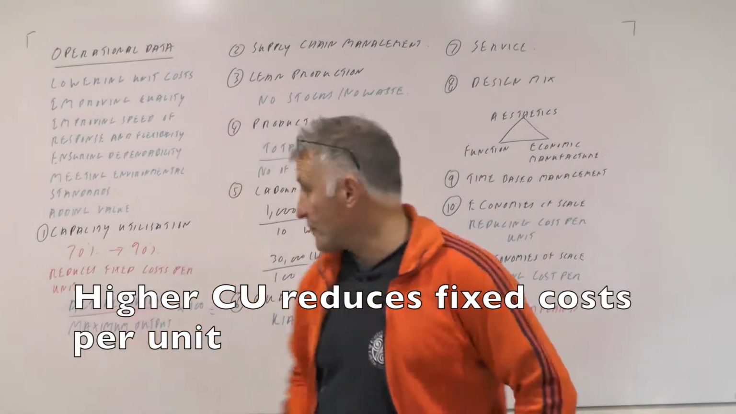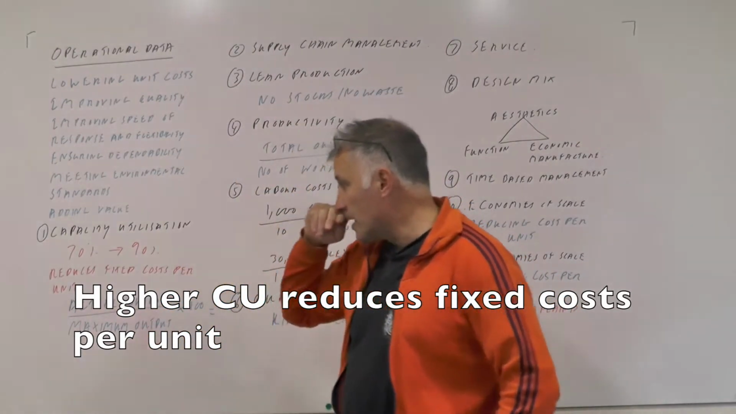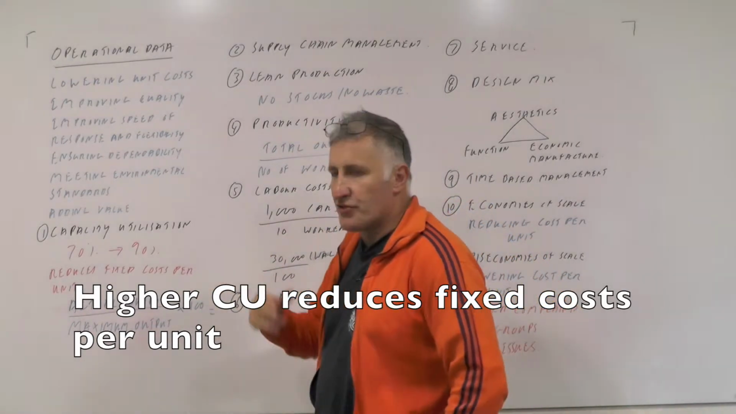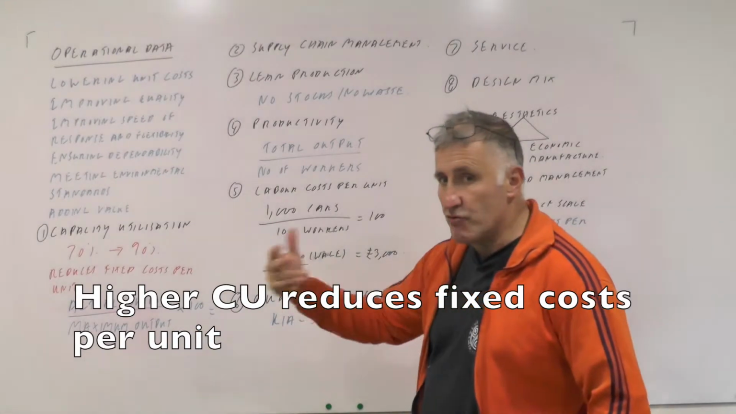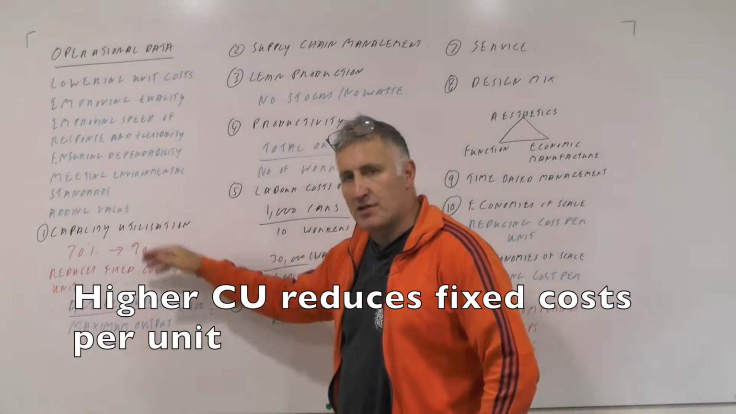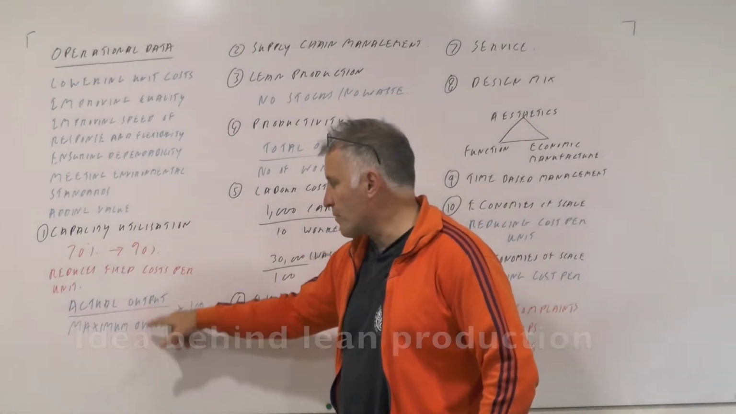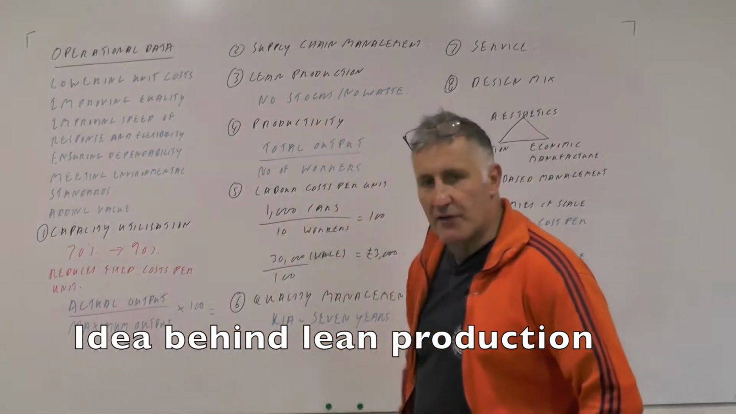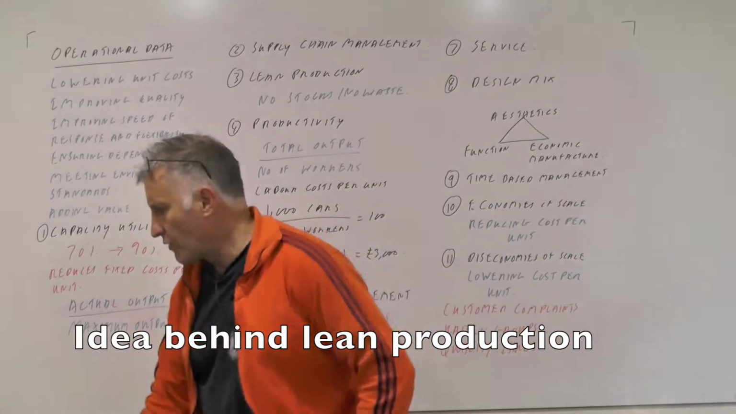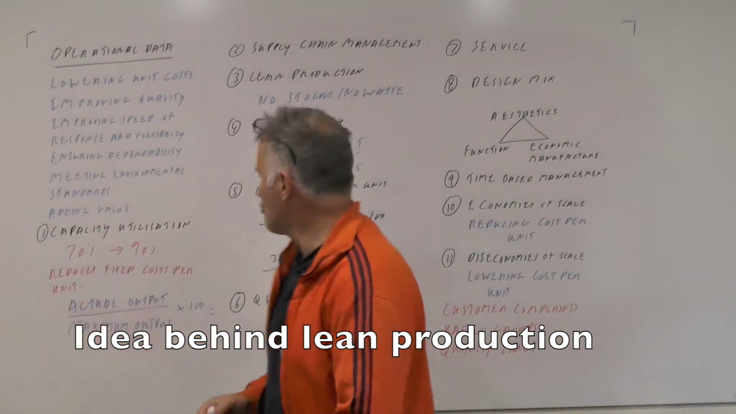One of the key figures we have to look at is capacity utilization. If capacity utilization goes up from 70% to 90%, that is going to reduce the fixed cost per unit. Reducing fixed cost per unit will also lead to a rise in profit margins. Capacity utilization is equal to actual output divided by maximum output times 100, and then you get a percentage figure out.